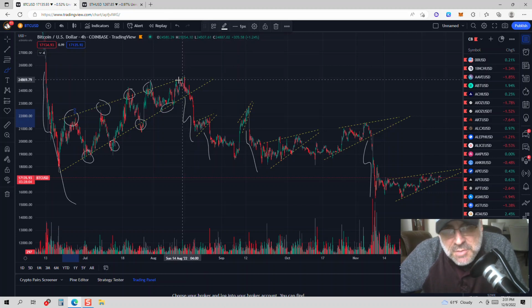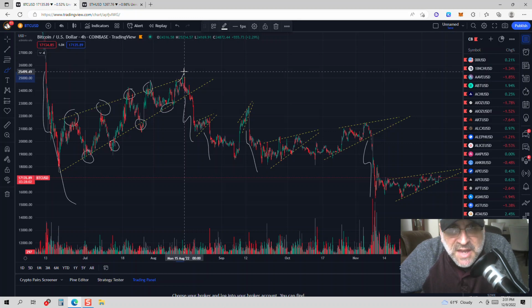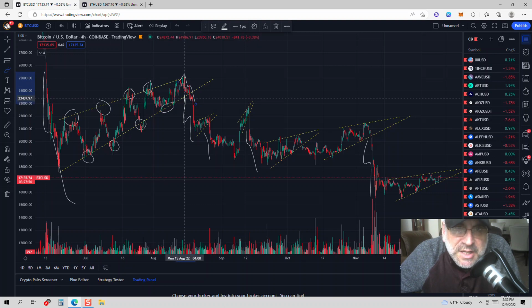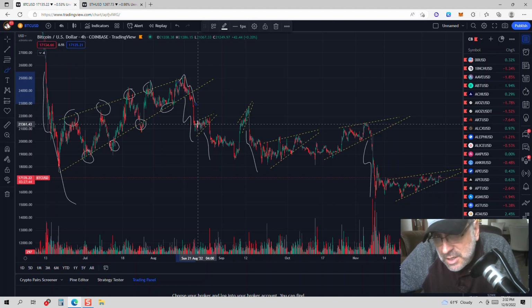Sometimes before the distribution they'll mark up a little bit and fake out just to grab liquidity before they dump. You don't really see that on this 4 hour. This is pretty clean, these distributional cycles. But one thing's in common, there are so many wedges, rising wedges or ascending wedges here.